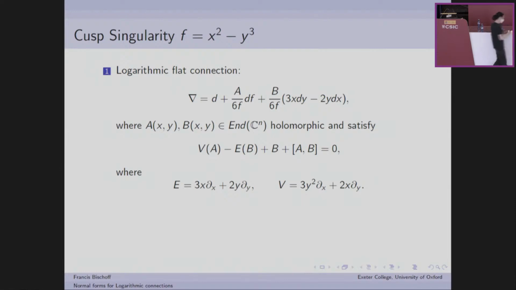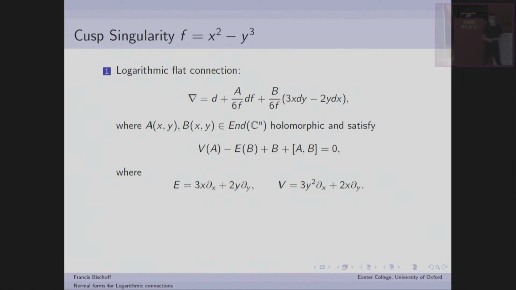You can write down the general form of one of these things. Here f is the function that cuts out the curve, and a general connection with logarithmic singularities looks like this. The two parameters that you can choose are these holomorphic matrices A and B. And in order to be flat, they need to satisfy this differential equation here, where E and V are two vector fields that are chosen.